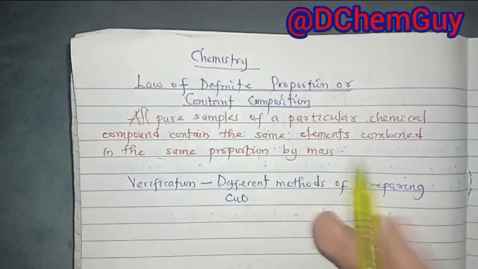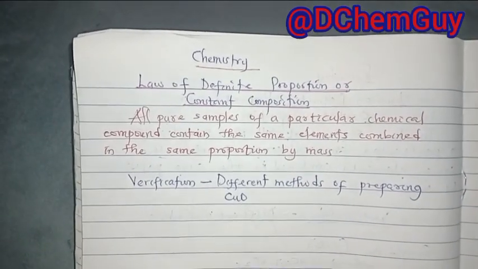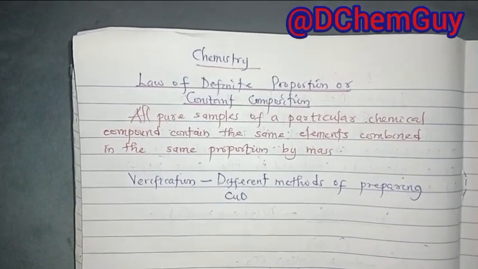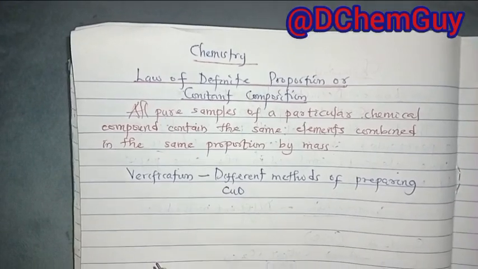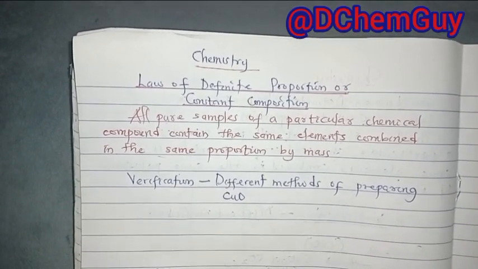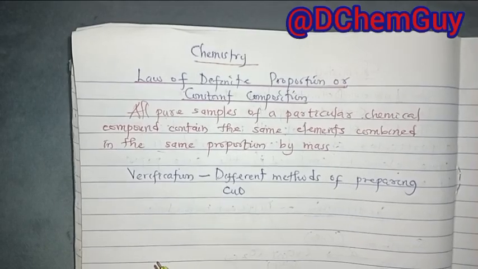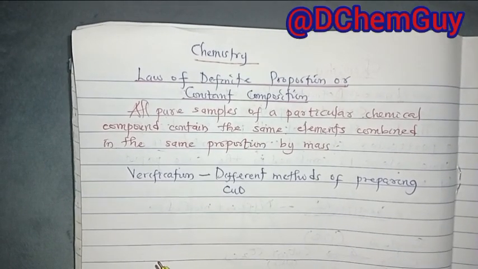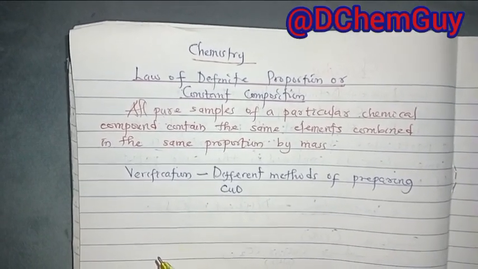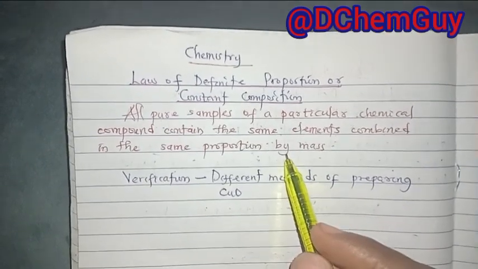It means that when you obtain a pure sample of a chemical compound, be it water, be it copper 2 oxide, be it anything, so far as the substance is pure, the elements that are combined in that compound are in the same proportion by mass.